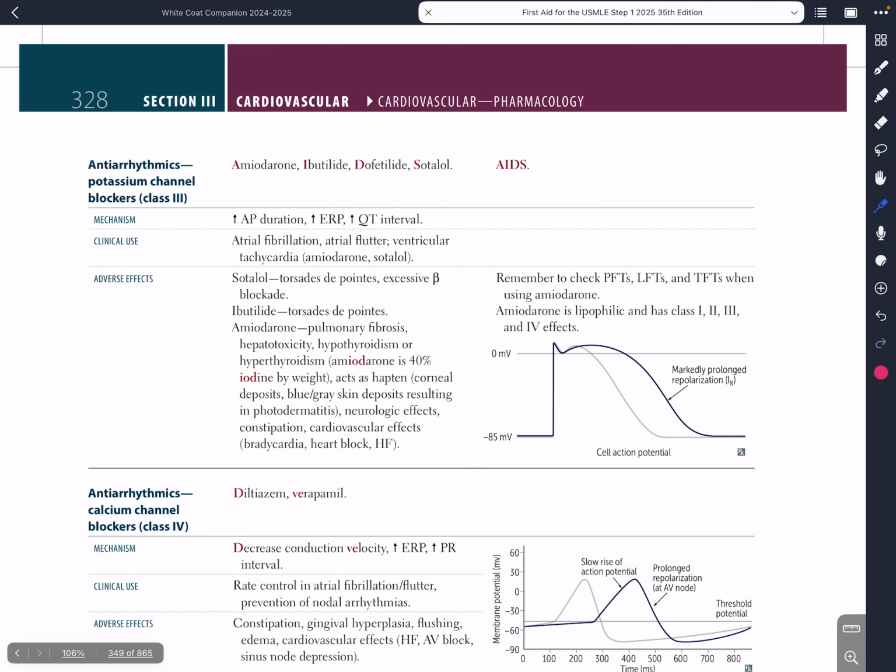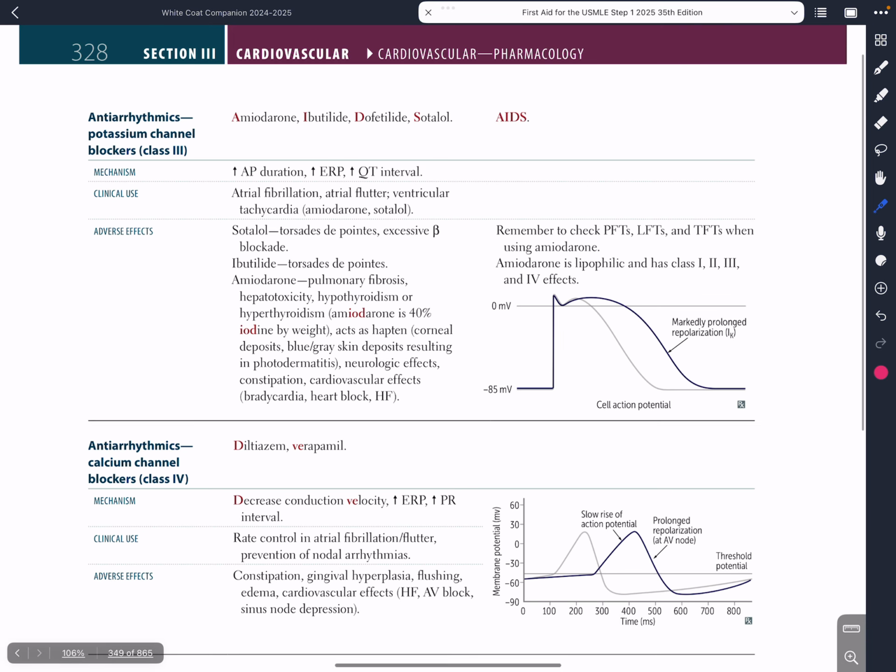Okay, antiarrhythmic class 3, potassium channel blockers. This is also very high yield. They are like amiodarone, ibutilide, dofetilide, sotalol. Mostly in clinics and in hospital, you will see that they only use amiodarone and sotalol. Amiodarone is more commonly used, and sotalol is not so commonly used, but it is still used in ICUs.